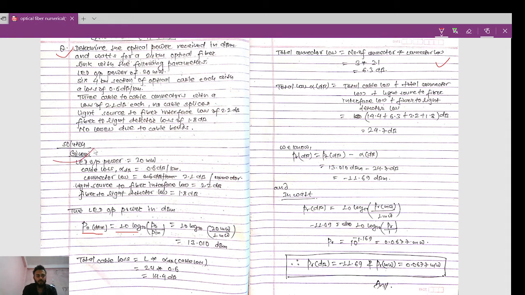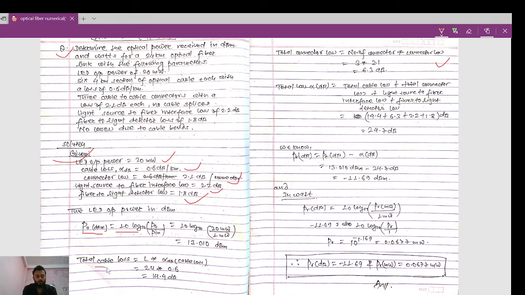So the given parameters are: LED output power 20 milliwatt, cable loss alpha dB is 0.6 dB per kilometer, connector loss is 2.1 dB per connector, light source to fiber loss is 2.2 dB, and fiber to light detector loss is 1.8 dB. To calculate the LED output power in dBm we have the formula P naught dBm equals 10 log 10 P naught upon P in. The output power is given as 20 milliwatt, and input power is not mentioned here, so we assume it as 1 milliwatt. On solving we get 13.010 dBm.